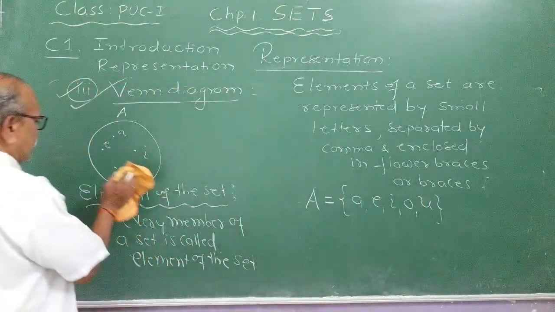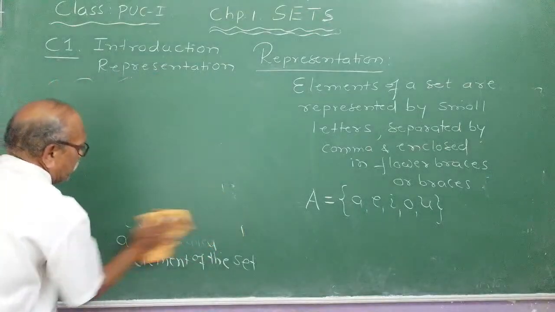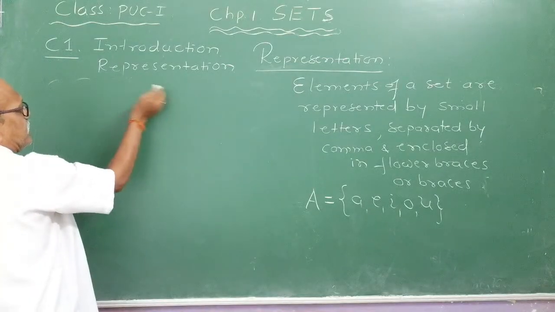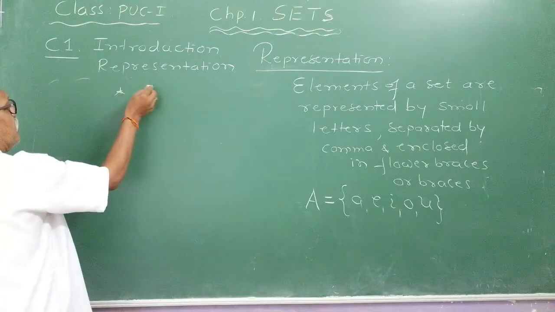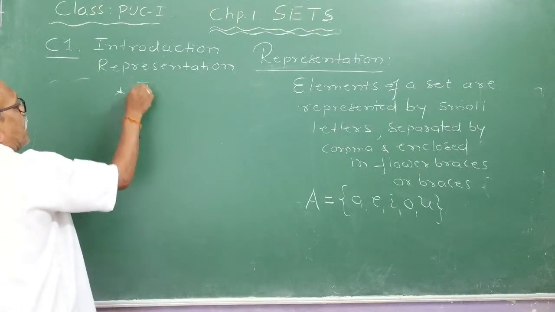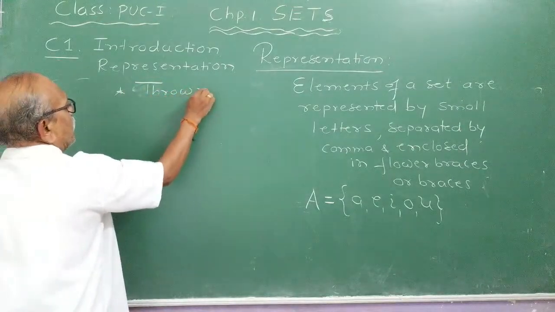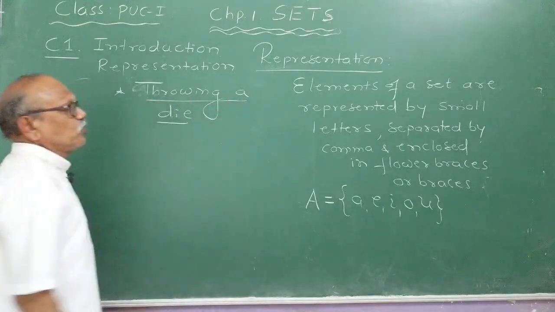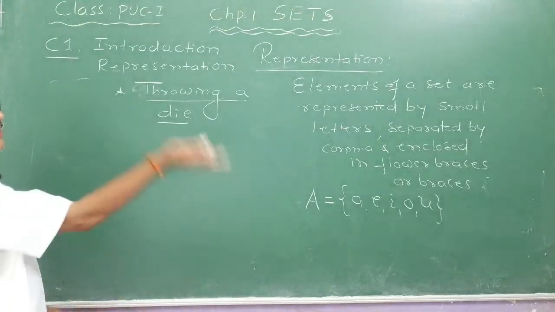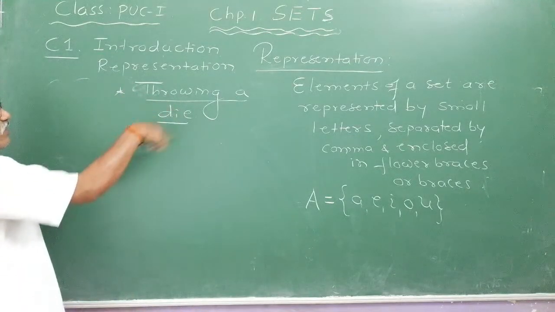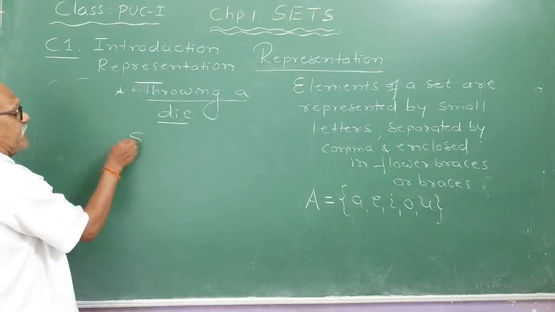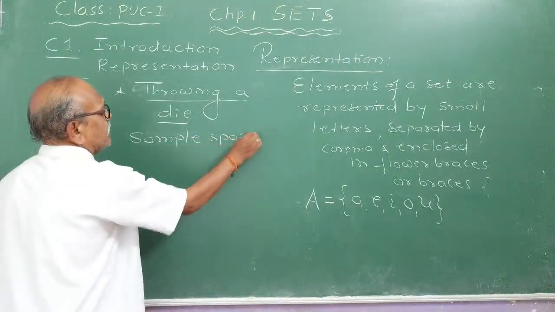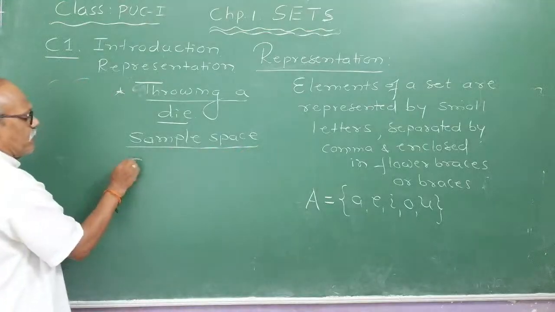In the 10th standard, we recently studied probability. In probability, you use the sample space. Throwing a die, which you studied in the 10th standard, is a random experiment in probability. The set of all possible outcomes is called the sample space. You recall sample space, which we used in the 10th standard. It is represented by S.